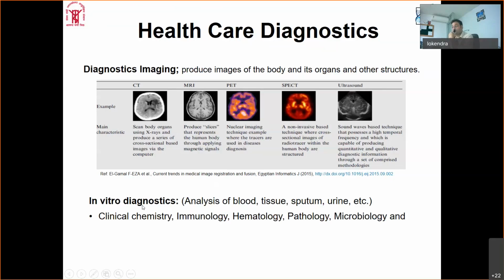And these in vitro diagnostics can further be classified into analysis of various parameters: from the clinical chemistry point of view, immunological parameters, hematological parameters, pathological findings, microbiology, and eventually molecular diagnostics. Each one of these has overlap with the others. So molecular diagnostics is a part of in vitro diagnostics, which again comes under the umbrella of healthcare diagnostics. Okay, so now we will be focusing mainly on the molecular diagnostics part, which involves various molecular biology techniques, and we will be discussing them briefly one by one.